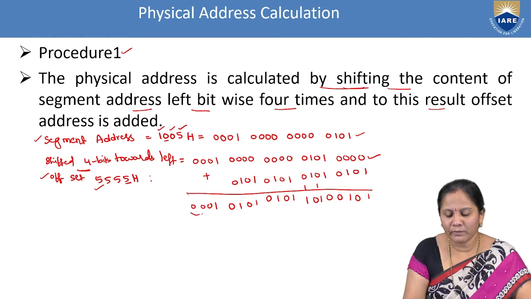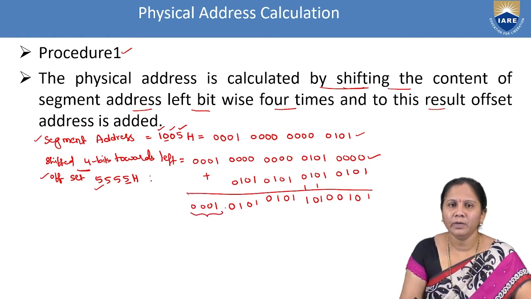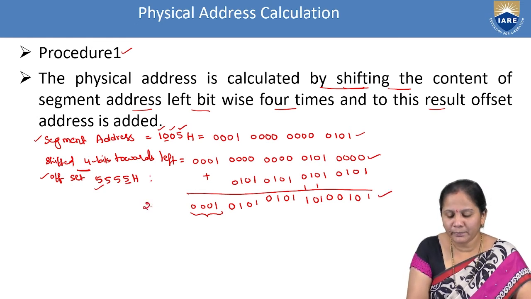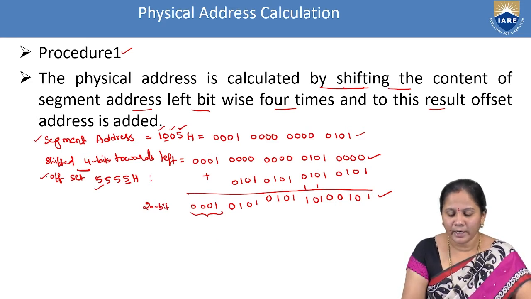Now we have to convert this binary value into hexadecimal. If we see this binary value, it will be 20 bit. Okay. So by using these two 16-bit registers, a 20-bit address is developed, which is called the physical address.